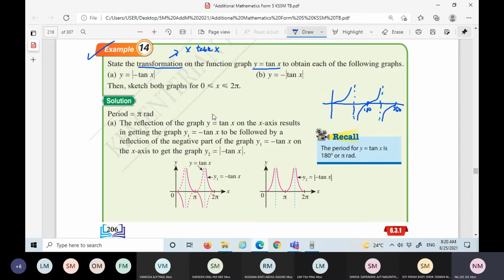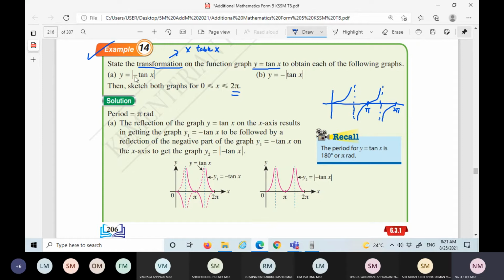Okay, so this is for the original y equal to tangent x. Here you have to be careful because they are given in radians. So maybe this one I change, I don't put in degrees. So this is 2 pi and then this one should be pi.